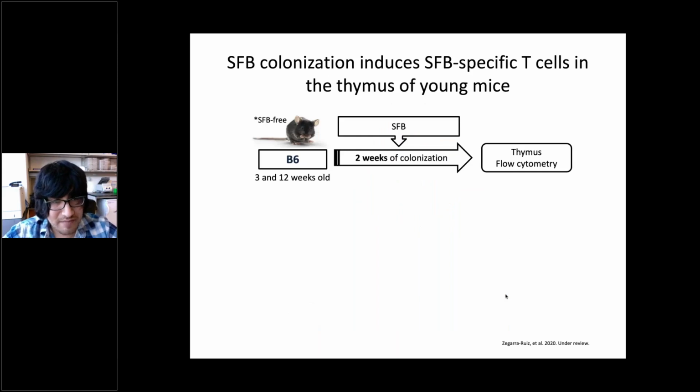For this, we colonized SFB-free mice with SFB at weaning and at 12 weeks of age. Weaning is 3 weeks of age, and we're considering adult mice that are around 12 weeks of age. We colonized these mice for 2 weeks, and then we collected the thymus. Using tetramer enrichment, which helps us detect SFB-specific T cells in this tissue, we did a dual tetramer staining of these cells and then magnetically enriched these bacteria-specific T cells from the thymus. Then we performed flow cytometry to identify these dual-stained tetramer positive, or SFB-specific, T cells.